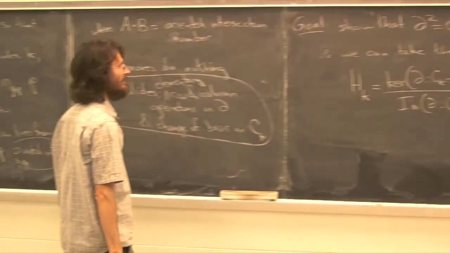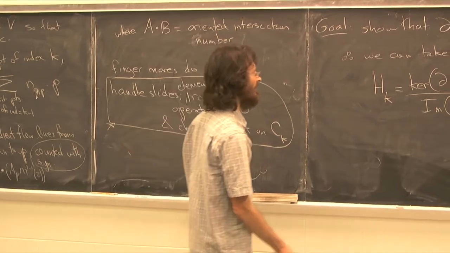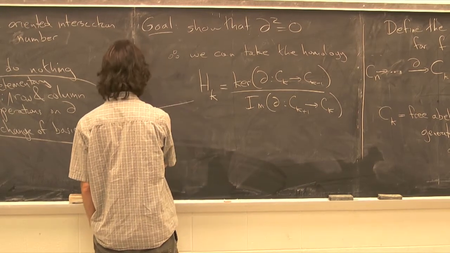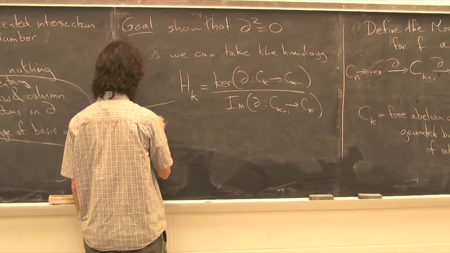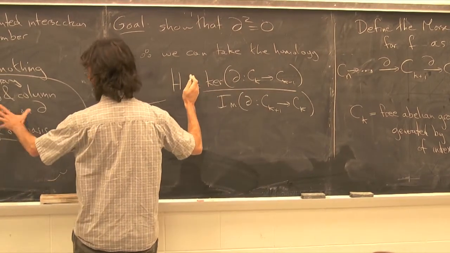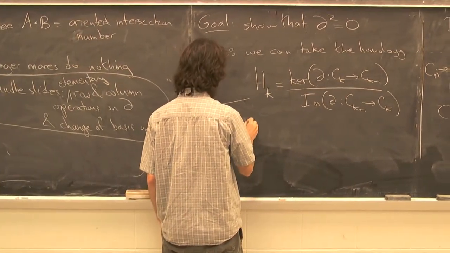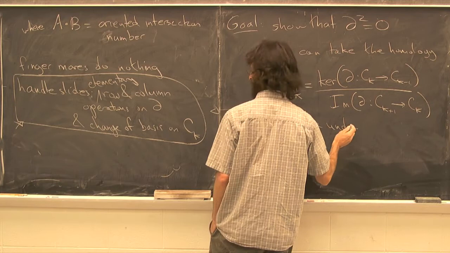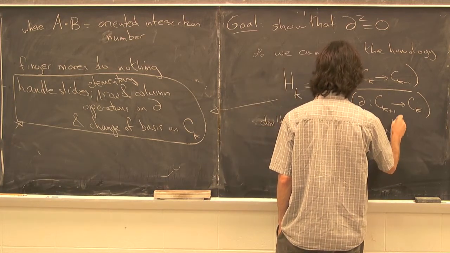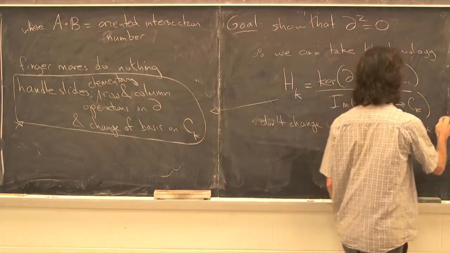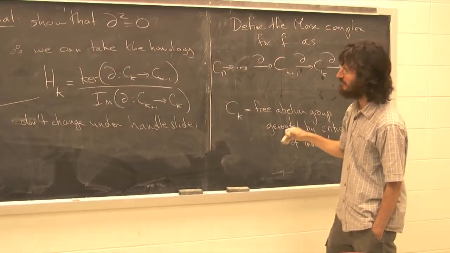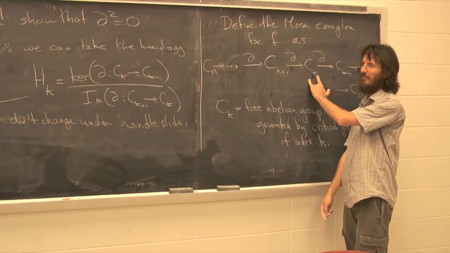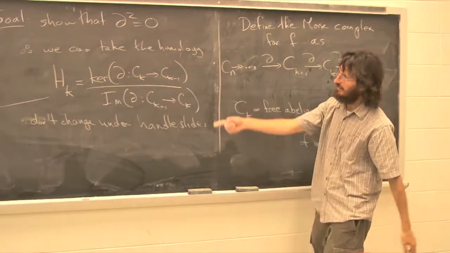These groups are independent, they don't change. Although all these boundary maps can change, these groups don't change under the handle slides. The algebra is there to verify that. If you just change your basis here, you don't change the group. Well, that's sort of obvious, if you believe that handle slides are really just changing the basis.